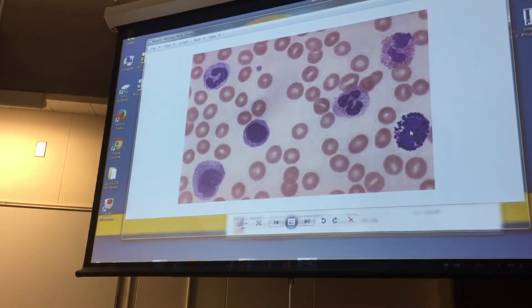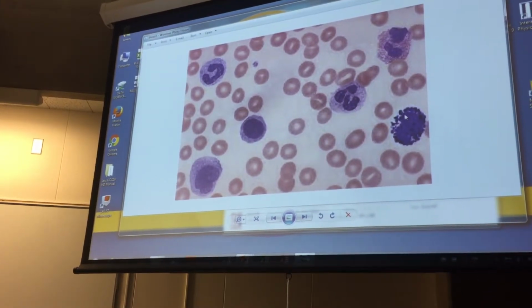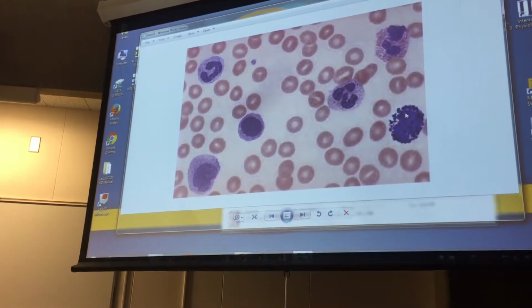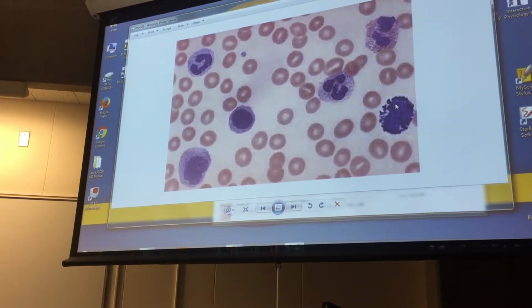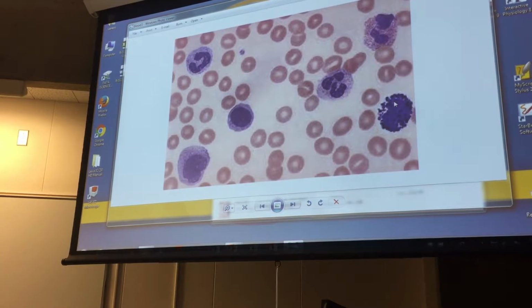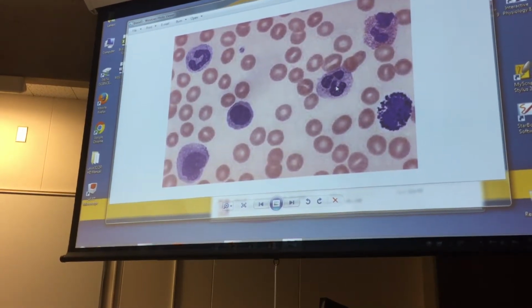Identify this cell, please. Basophil. The dark black granules are filled with what? Two chemicals. Histamine and heparin. Good. Histamine and heparin. Good. How about this dancing Snoopy?